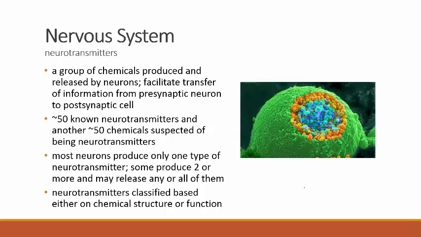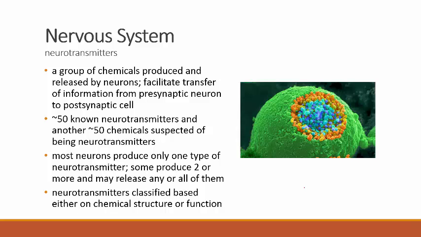There are about 50 chemicals that are known to be neurotransmitters, and another 50 or so chemicals that are suspected of being neurotransmitters. And there is a table in the book, I'm not sure right now, I don't have my book open, but look for the table that lists out many of the known neurotransmitters.